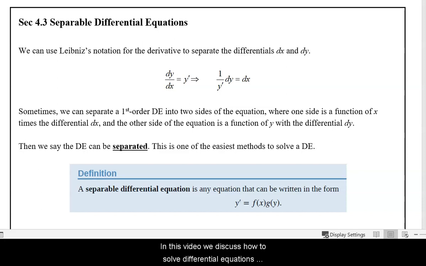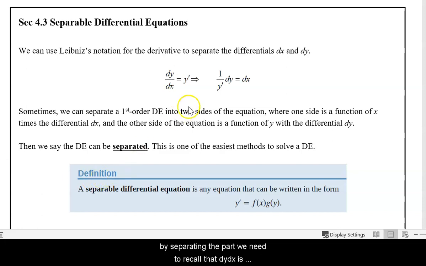In this video, we discuss how to solve differential equations by separating the different parts. These are called separable differential equations. This is geared for a Calculus 2 course and is based on the OpenStax Calculus textbook, Volume 2, Section 4.3, Separable Differential Equations.